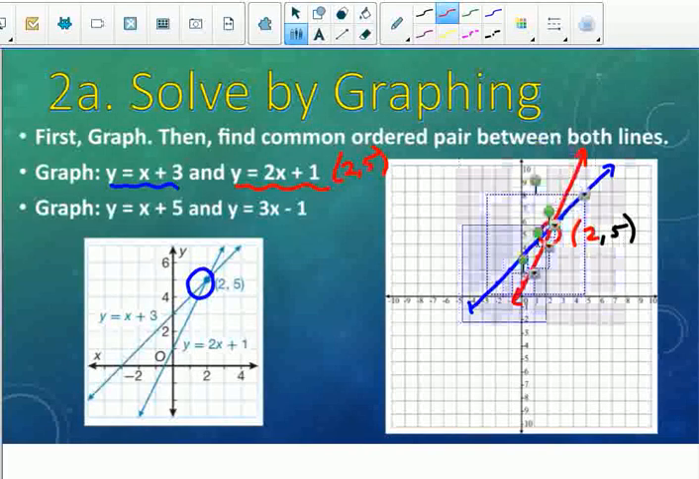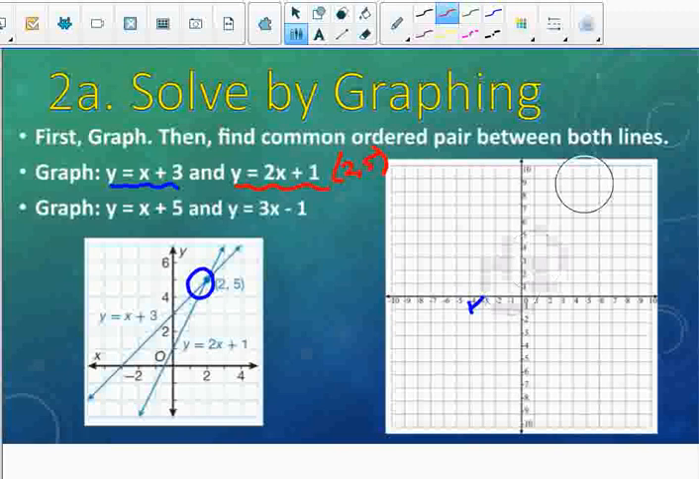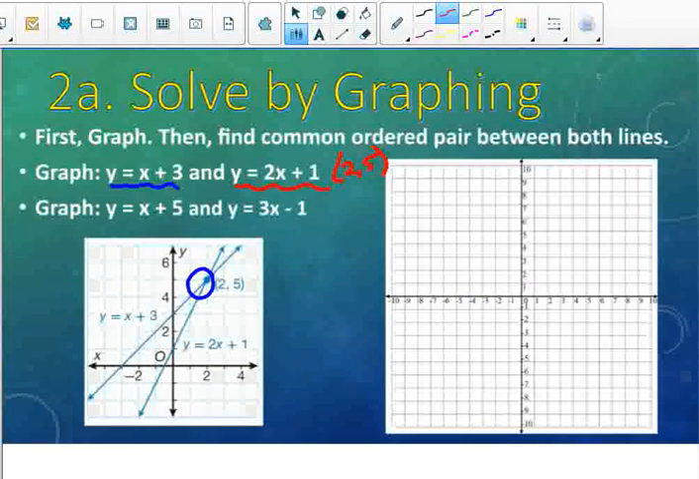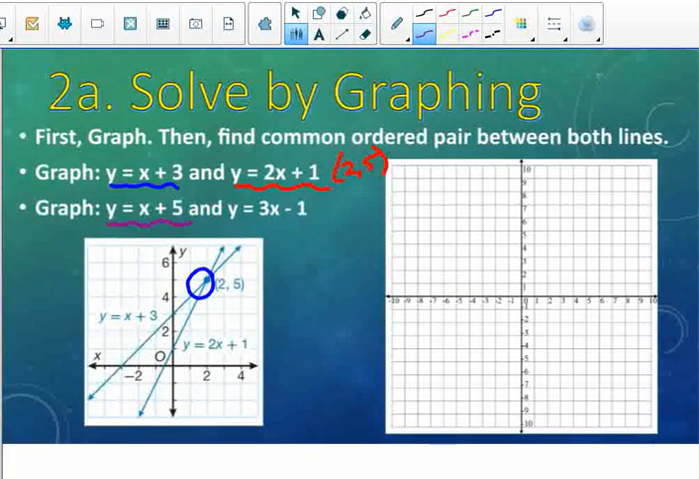Now I'm going to erase this and do the other ones here. So x plus 5, so put a point at positive 5, up 1 to the right 1, or down 1 to the left 1, because I have a slope of positive 1. Then I can draw my line here.